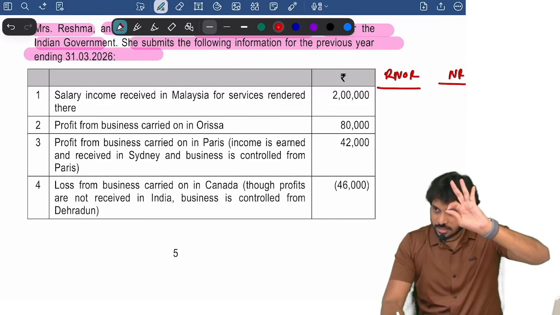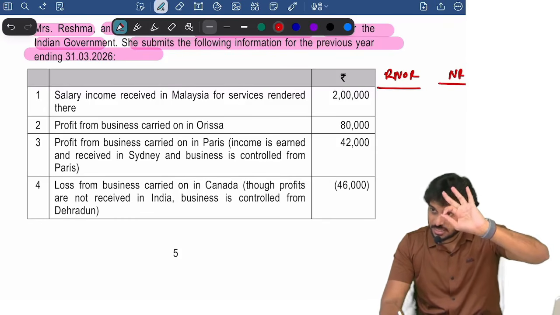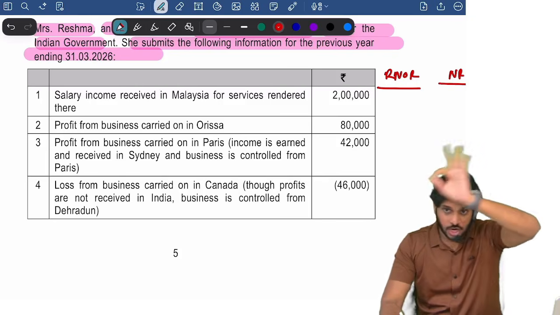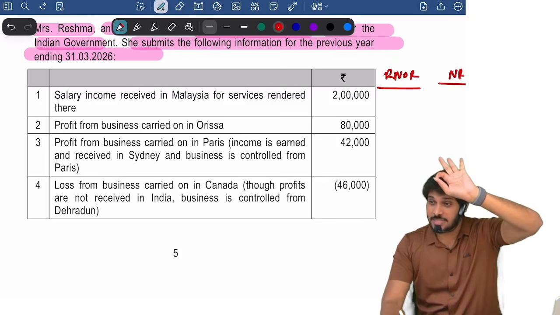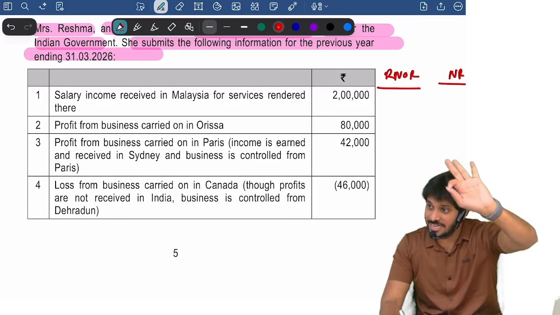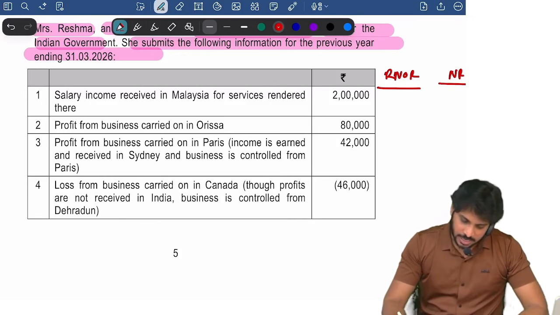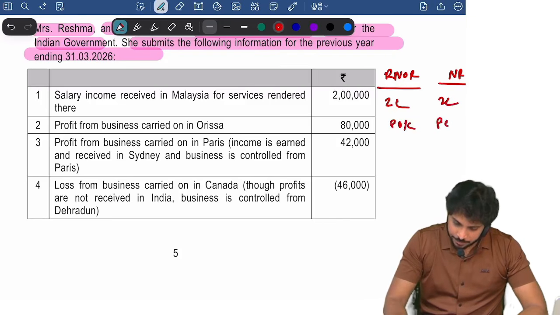Source in India, receipt in India. Only these two are taxable. If the business has source and receipt both outside India, not taxable at all. However, if the business is controlled from India, profession set up from India, again it is taxable. Now look at salary income, 2 lakhs, 2 lakhs. Profit from Orissa 80k, 80k.